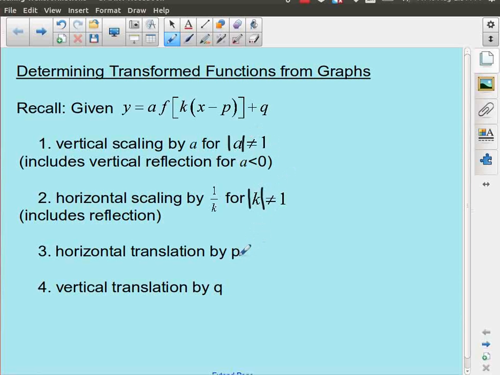The letter P here, which is once again inside the function bracket, represents the phase shift. That's why we give it the letter P, and that's just a fancy way of saying a horizontal translation. That's a shift to the left or to the right. And then Q, the letter Q, I don't think has any meaning here other than the fact that it follows P alphabetically. So Q is our vertical shift, up or down.